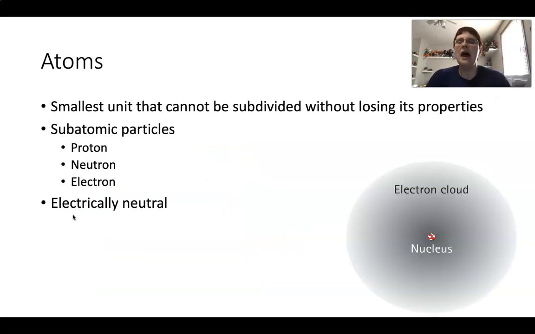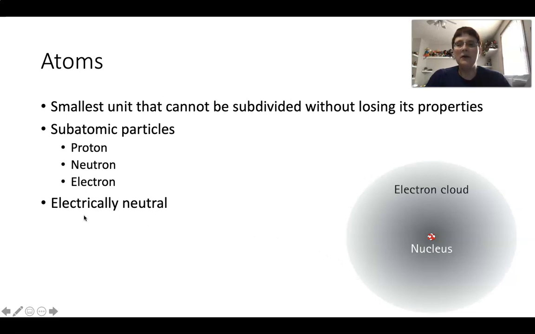So this is just an overview, because we talked about this back in the electricity section. If you want to go back and see that as another review, you can. But remember, atoms are the smallest unit that can't be subdivided without losing its properties. You need an atom in order to have the properties of that material. The subatomic particles that make it up are protons, with a positive charge, and neutrons, which are neutral. These hang out in the nucleus. Then we have the electrons, which are negative. They hang out in their electron cloud outside of the nucleus.